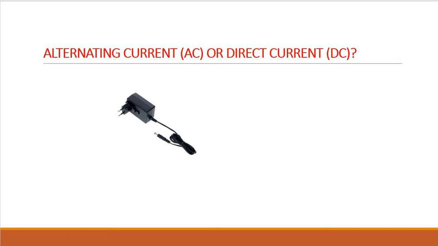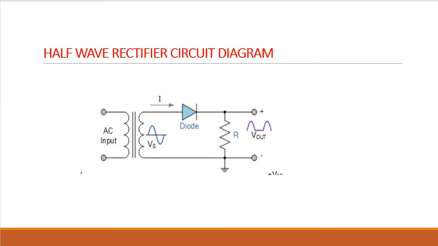Okay. So a rectifier is a circuit that converts an alternating current or AC voltage to a DC voltage. So in this class, we will explain the working of a half-wave rectifier circuit, the waveforms associated, and the output waveform.